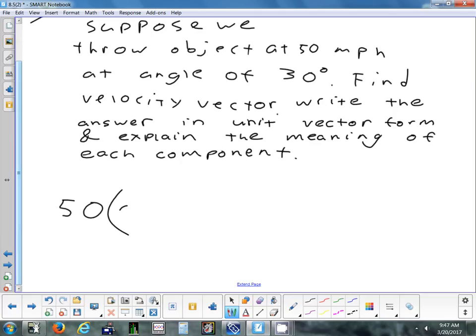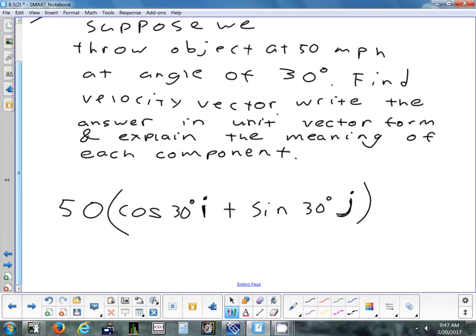Cosine. And now it's the cosine of my angle. And that's going to be the I component. What's the angle I'm throwing it at? 30. Plus, and then what's my other trig function? Sine of what's the angle? 30. And what component is that? That's the vertical for J.